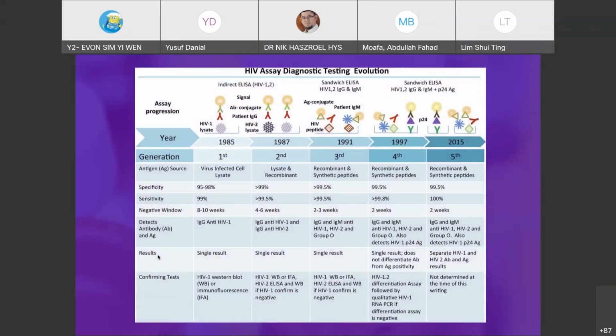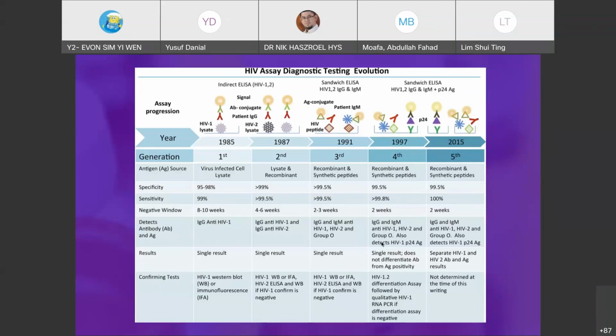Okay, so this has been the development of HIV diagnostic testing, or the evolution of it. As you can see, as we come closer to the fourth and fifth generations, we have higher specificity, higher sensitivity, and a smaller negative window, which is really important to identify quickly, and also to eradicate some false negatives, which occur when people get tested during the negative window.